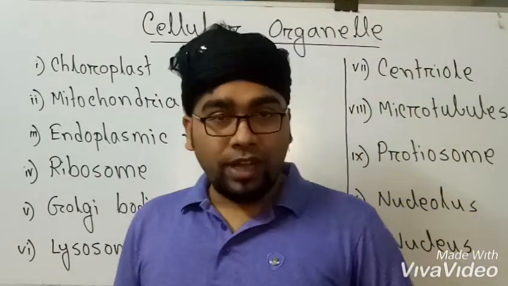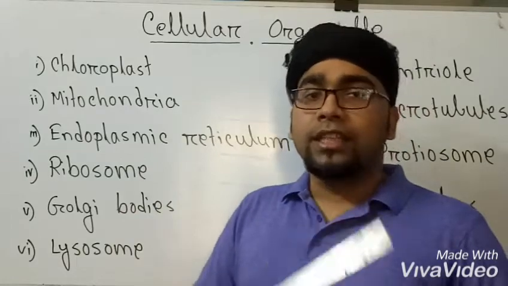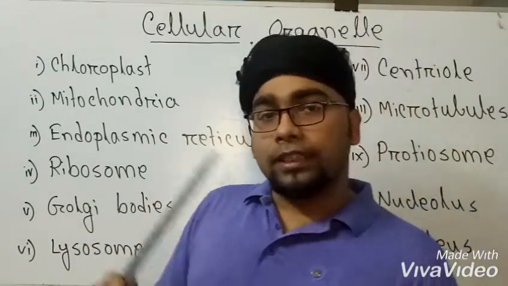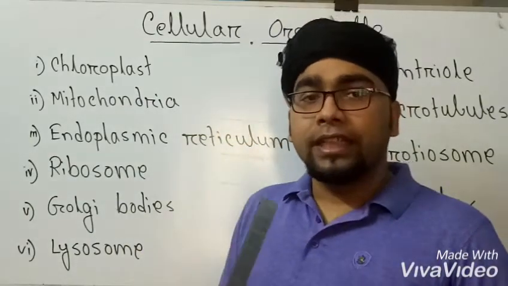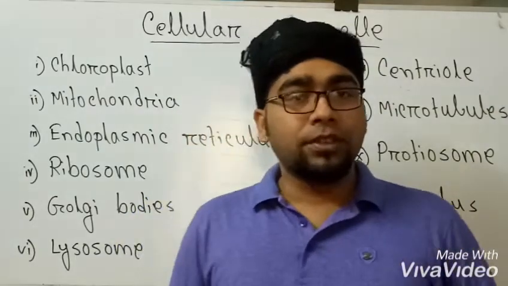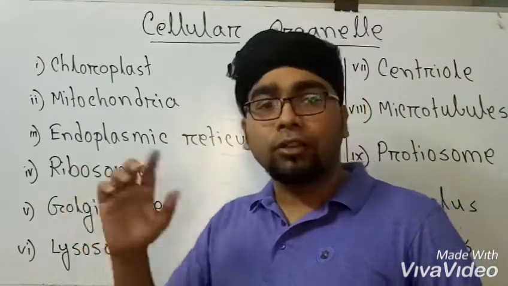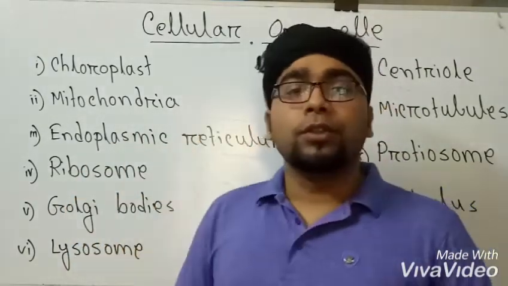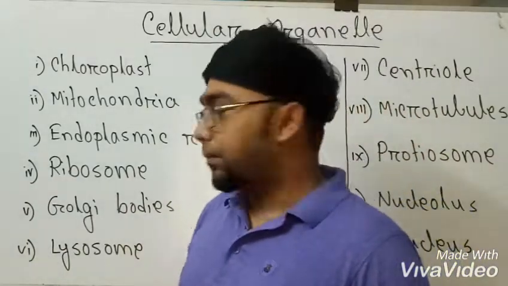Ribosome is the protein factory, and you have to remember that DNA is the controller of a cell. DNA selects which protein should be produced in a cell, and DNA at first produces an mRNA by means of transcription. This mRNA goes to the ribosome, and according to the code given by the DNA, this ribosome will produce the protein. That is why ribosome is called the factory of protein.